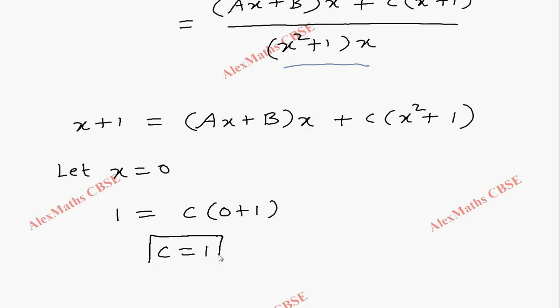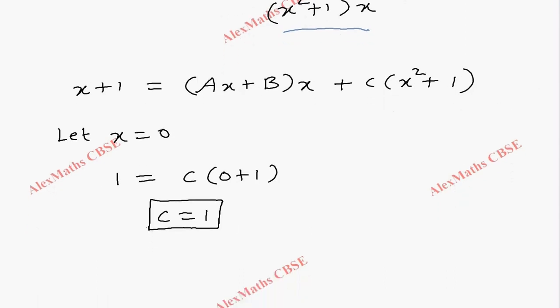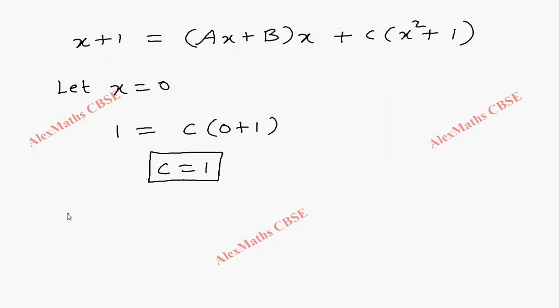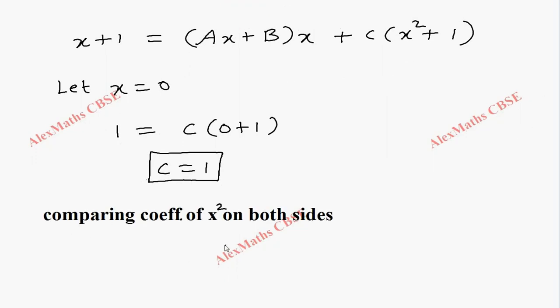So we got the value of c by taking x as 0. Now we are going to compare the coefficient of x square on both the sides. In the left hand side we don't have an x square term, so it is 0. Equal to, by multiplying this inside we get ax square, so the coefficient of x square is a, and when I multiply c inside it is cx square. So a plus c is the total coefficient of x square on the right hand side.